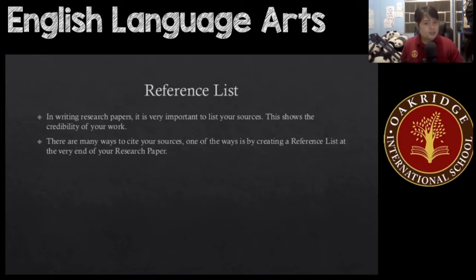Now, in research papers, it's very important to list your sources. This shows the credibility of your work. This shows just how true your work is. This shows proof that you actually did research, right? There are many ways to cite your sources, many ways.